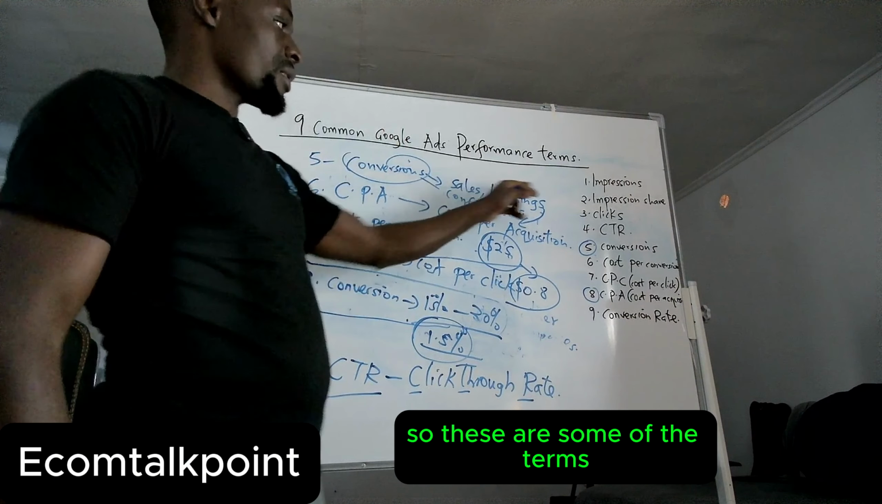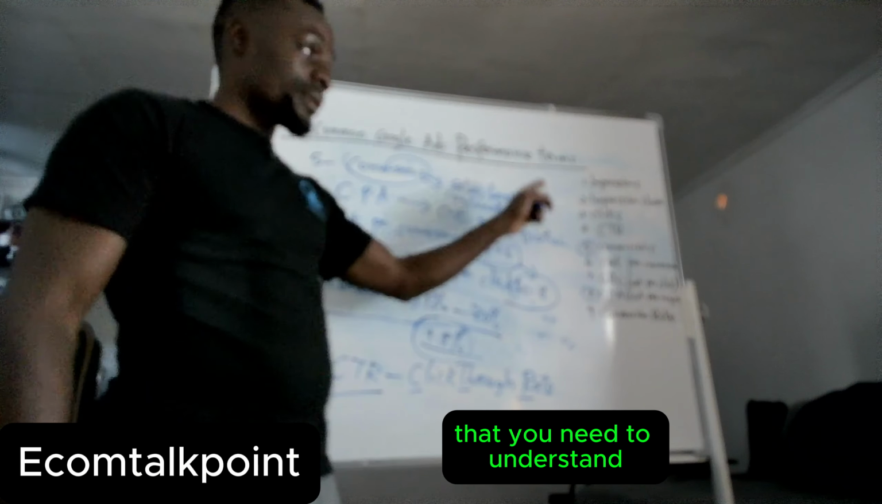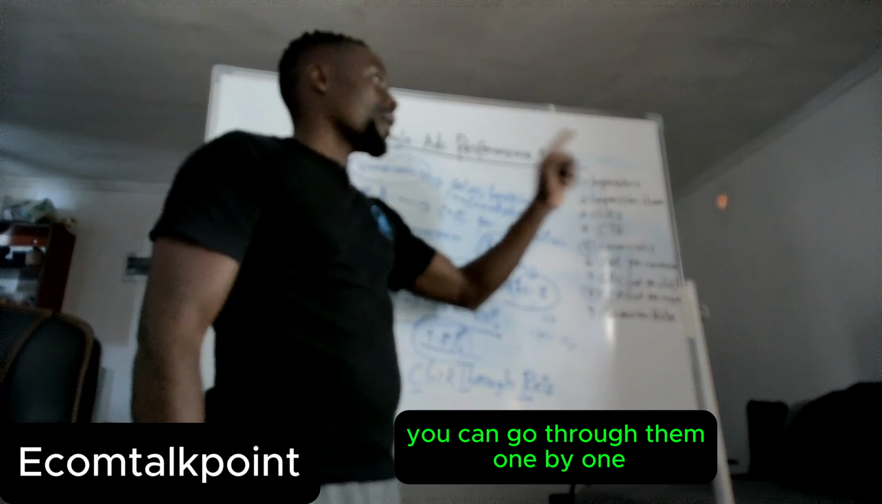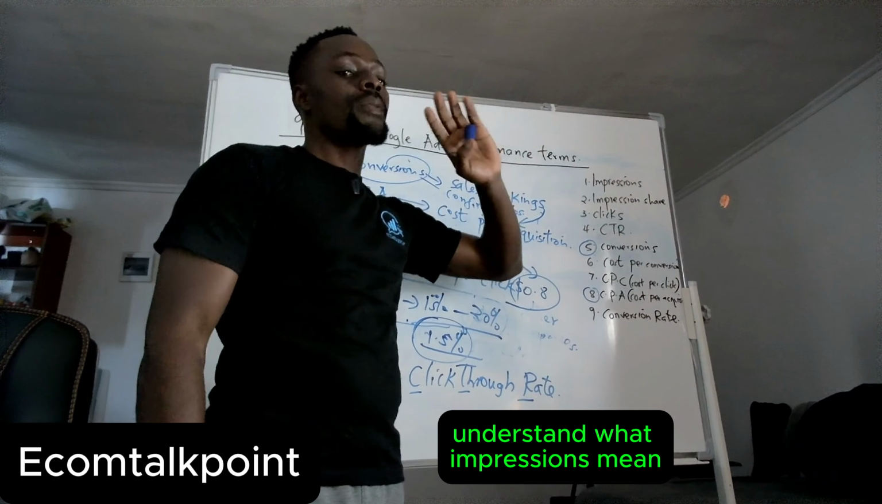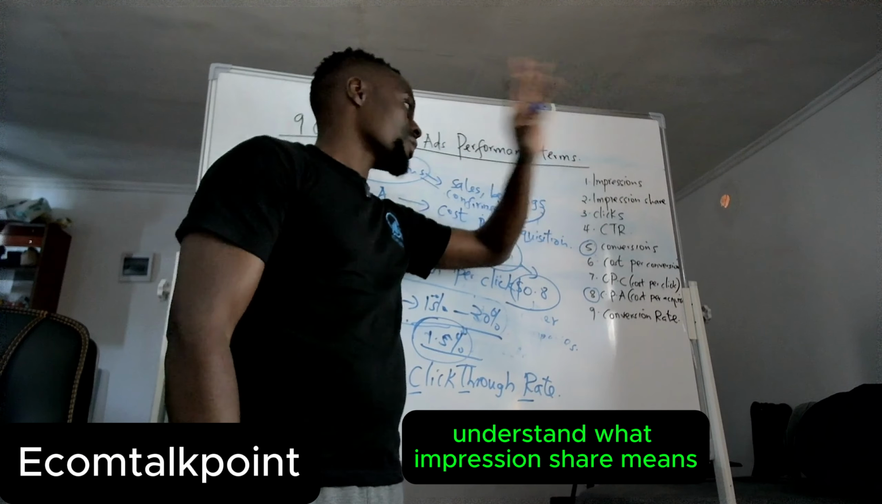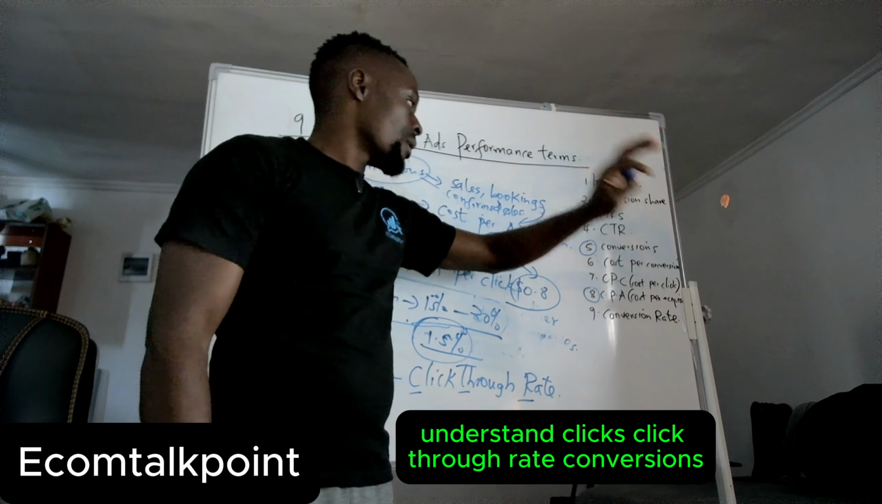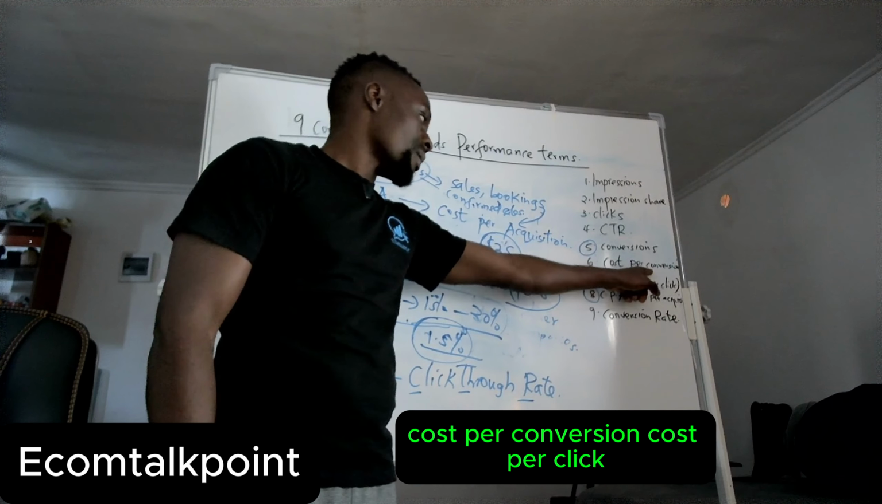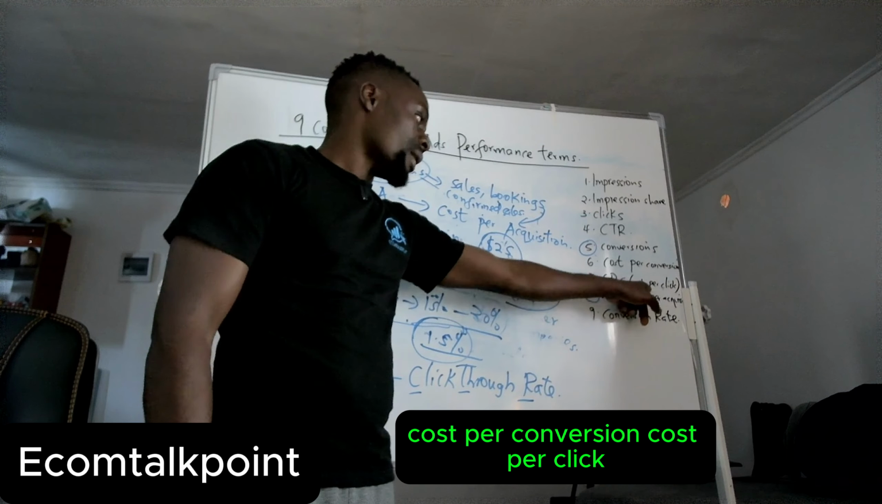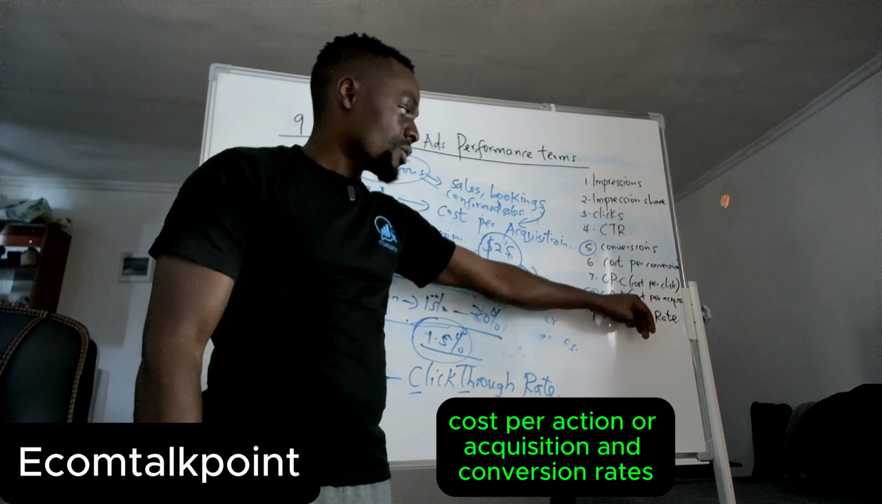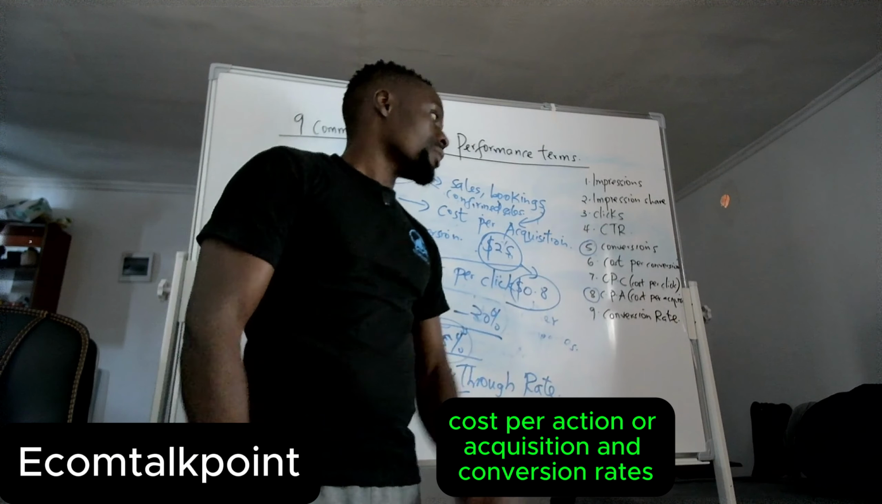So these are some of the terms that you need to understand. You can go through them one by one, understand what impressions mean, understand what impression share means, understand clicks, click-through rate, conversions, cost per conversion, cost per click, cost per action or acquisition, and conversion rates.